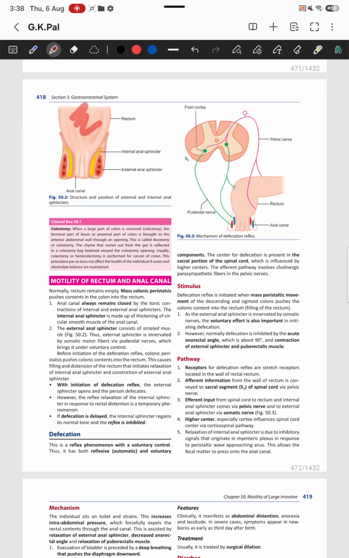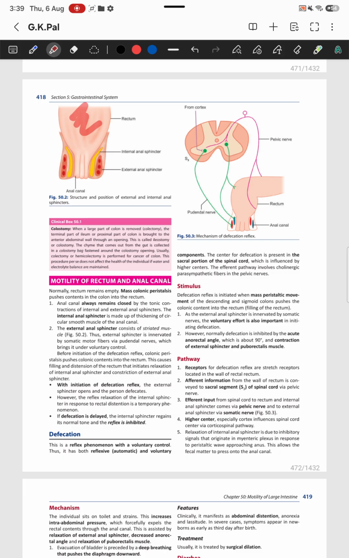Mass peristaltic movement of the descending and sigmoid colon pushes the colonic content into the rectum. As the external sphincter is innervated by somatic nerves, voluntary effort is also important. What is the stimulus? The stimulus is the mass peristaltic movement of the descending and sigmoid colon, pushing the colonic content into the rectum. Now the external sphincter is under voluntary control, therefore voluntary effort is also important.